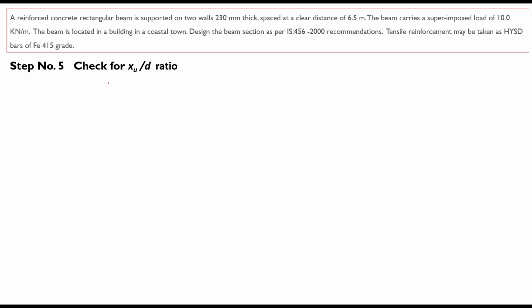Now in step number 5, we are going to start the calculation in the form of various types of checks. So let us first of all check what will be the XU by D ratio, because based on that XU by D ratio, we will be able to decide whether it is a balanced section, over reinforced section or under reinforced section. So the type of the section, the type of the stress criteria, we will be able to understand.